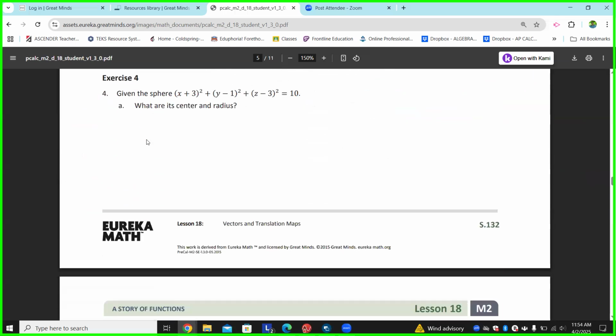So in exercise 4A, given the sphere above the equation there, we just want to figure out what the center and the radius is. So if we knew that our center last time was h comma k, predicting, what do you think the center of a sphere would be here? Okay, and then how would you find each one of those numbers?